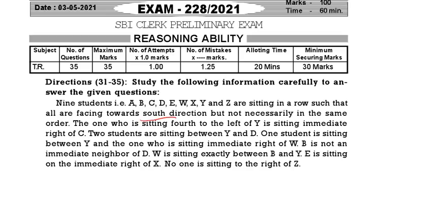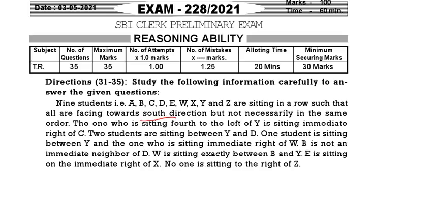Two students are there between Y and D. One student is there between Y and the one who is to the immediate right of W. B is not the immediate neighbor of D. W is sitting exactly between B and Y. E is sitting on the immediate right of X. No one is sitting to the right of Z.